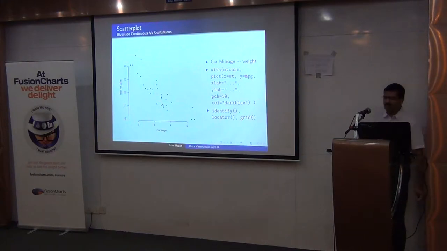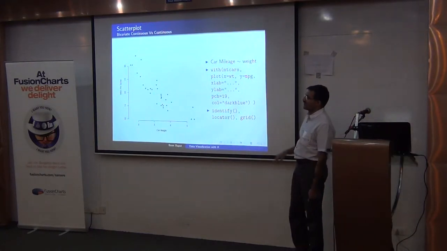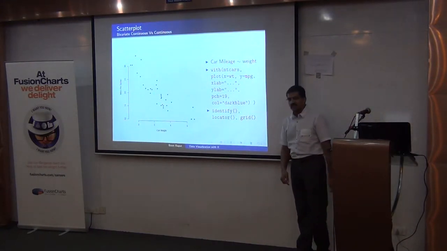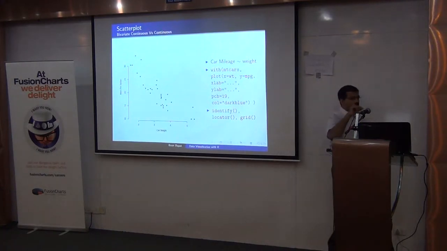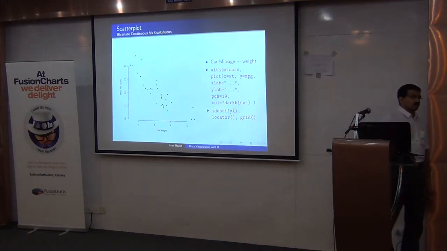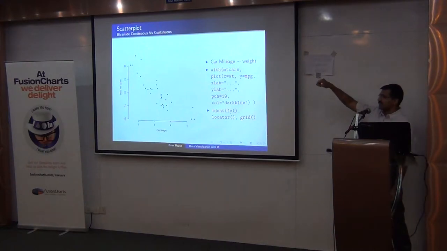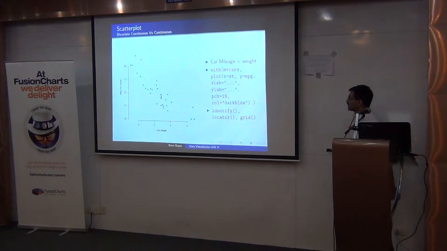This is just a pointer to that. Identify. So once you say identify, you can click on a point, and it will give you exactly what that point is in terms of its x and y values. It will mark it there, and it will also give you that information on the console. So some interactivity of this kind is available.